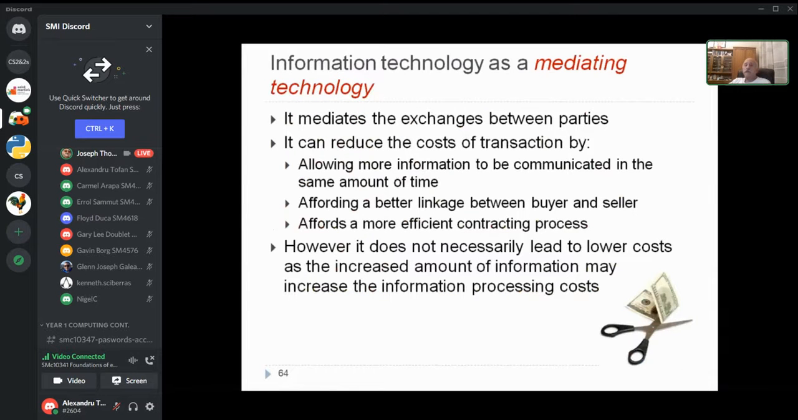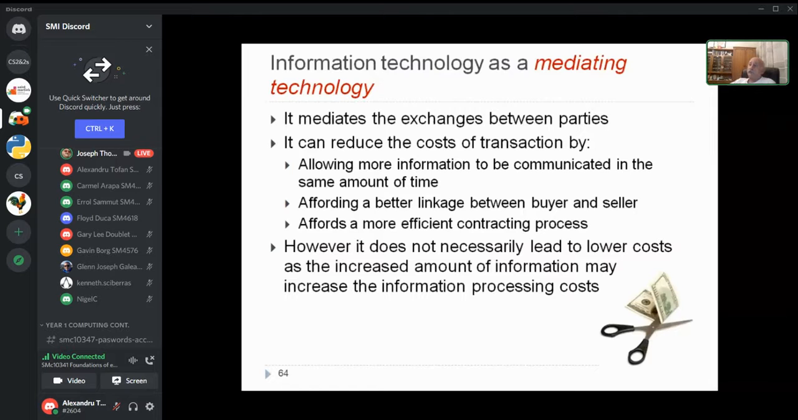Now, how do we use information technology as a mediating technology? Because it can help in the exchange between parties. It can get parties together. It can reduce the cost of the transaction. First of all, by allowing more information to be communicated in the same amount of time, reducing that asymmetry. The customer knows more about what he's buying. It gives a better linkage between buyer and seller.